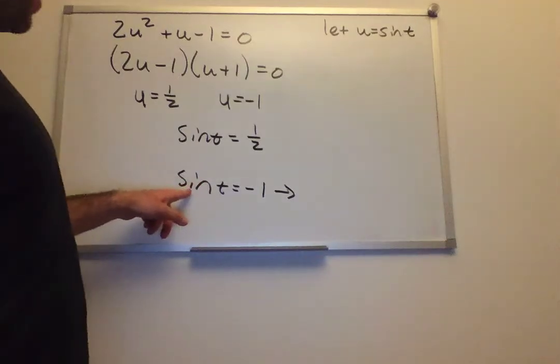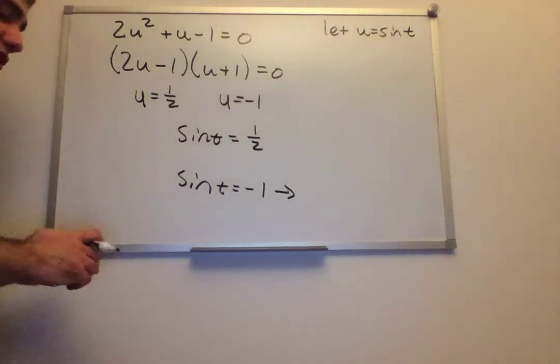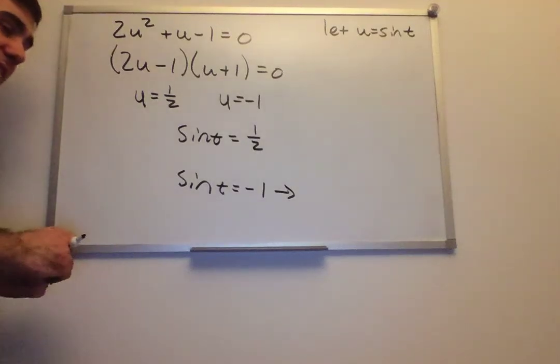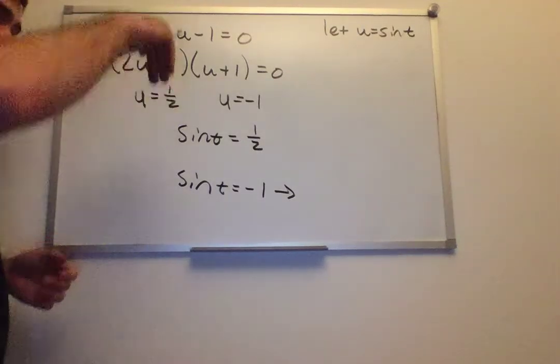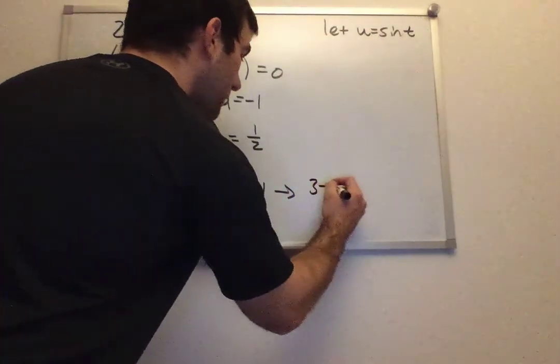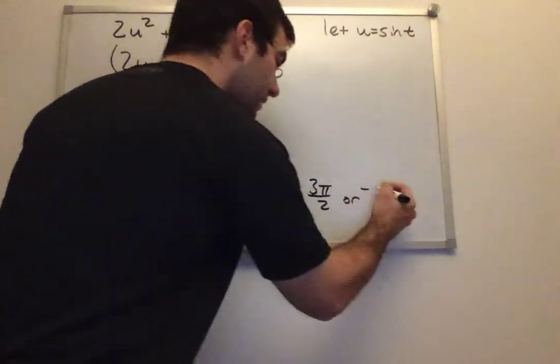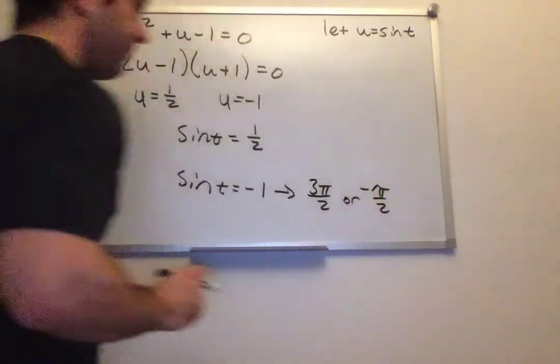At what angle is the y value equal to -1? If you think about your unit circle, the only place the y value is equal to -1 is down at the bottom of the unit circle at 3 pi over 2, or if you go in the negative direction, negative pi over 2.